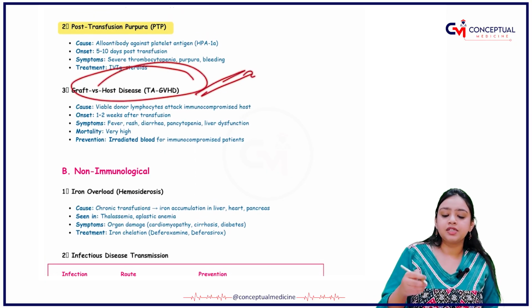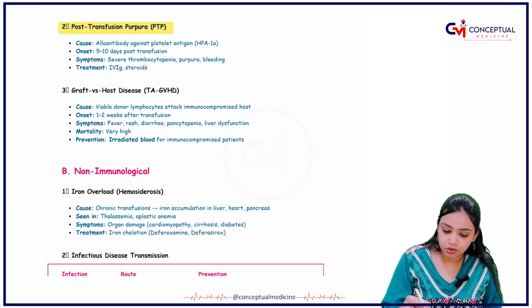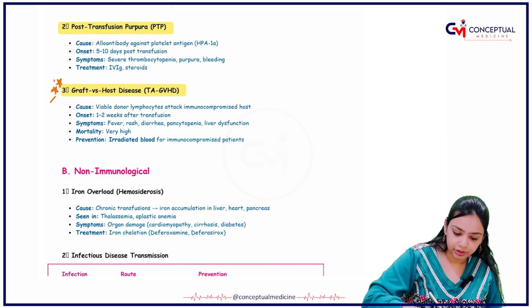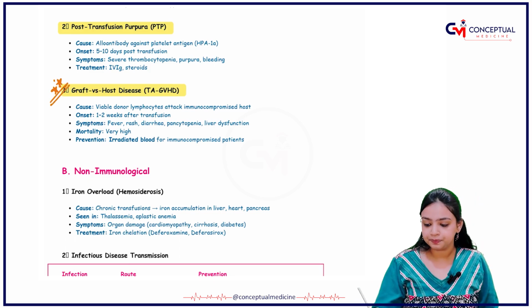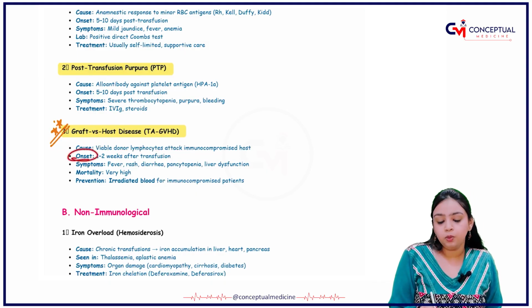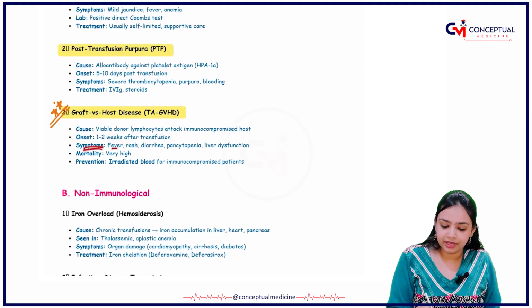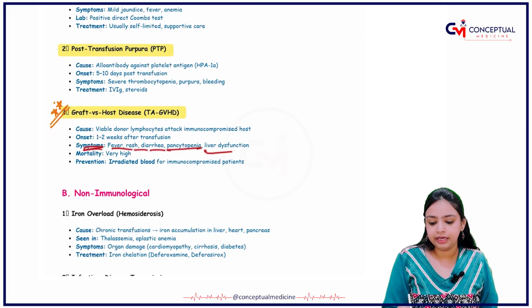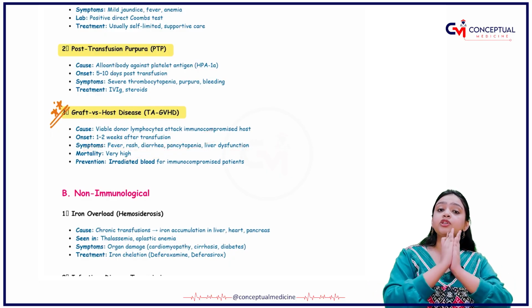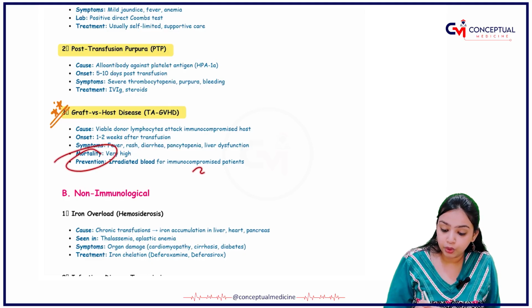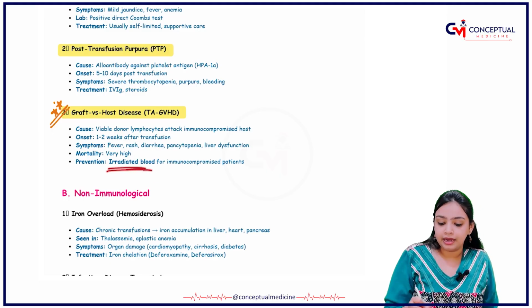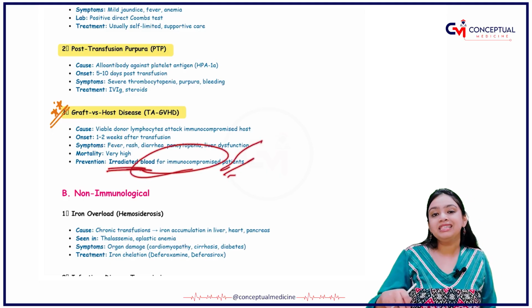Next you have graft versus host disease. Now graft versus host disease is also very, very important, so we will mark at least 2 stars in front of it. The cause is viable donor lymphocytic attack. Onset is 1 to 2 weeks. Symptoms are fever, rash, diarrhea, pancytopenia, liver dysfunction. Mortality is very, very high. Just remember that. How will you prevent it? You have to stop the blood transfusion and you have to give irradiated blood for immunocompromised patients.